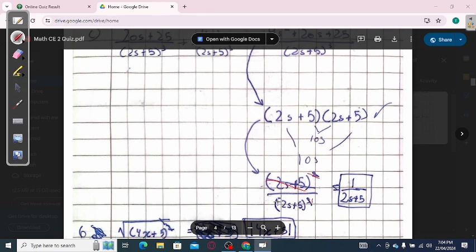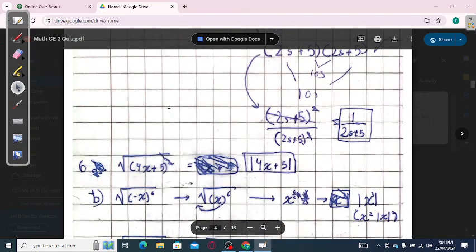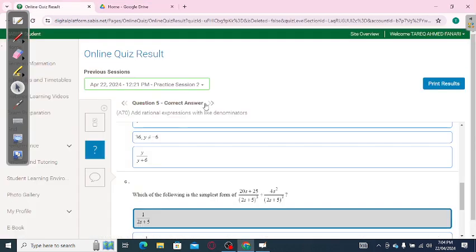So this would be 1 over 2s plus 5 to the power of 1, which is what 2s plus 5 to the power of negative 1 is, because it means 1 over 2s plus 5 to the power of 1. Same with 2s plus 5 to the power of negative 2, for example. It's just 1 over 2s plus 5 squared. That's how negative exponents work.